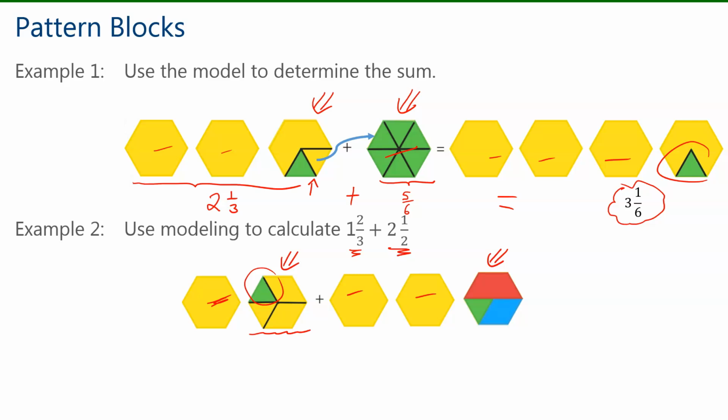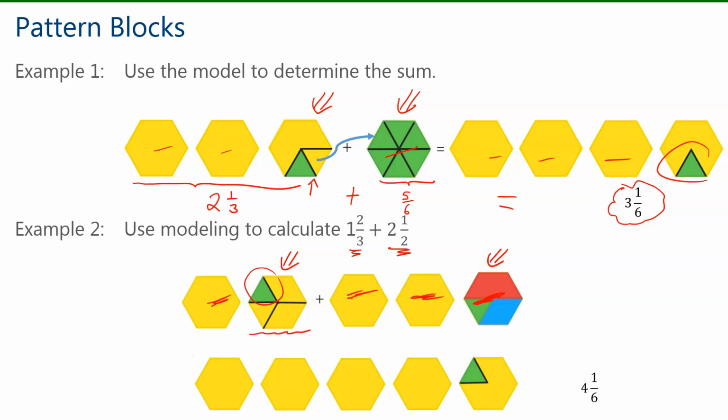So I actually end up with 4 wholes and 1 triangle. That would represent 4 and 1/6, simplest form.